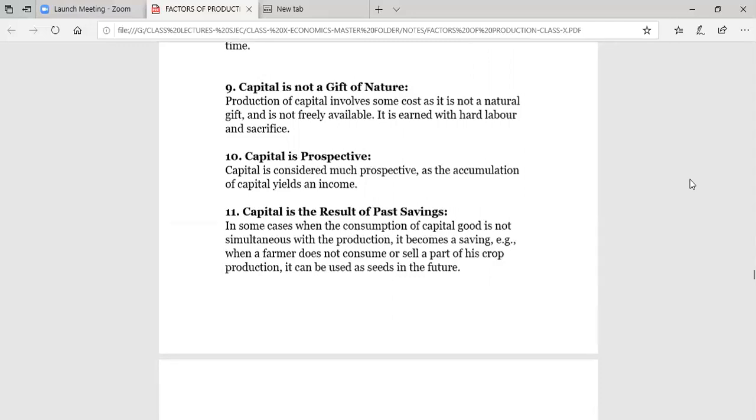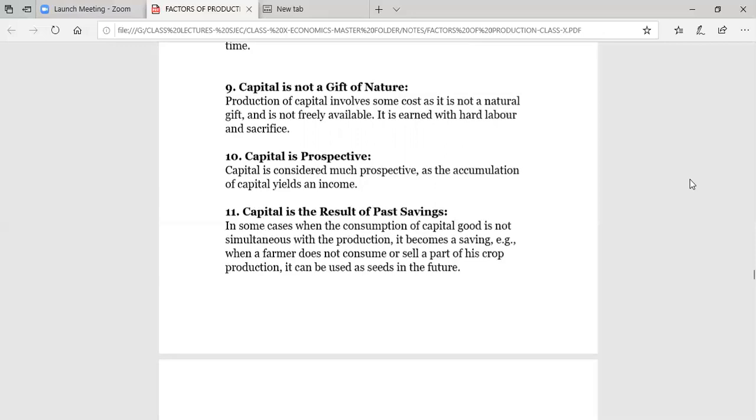Capital is prospective. Capital is considered prospective as the accumulation of capital yields an income. Why is it prospective? Because it yields income. Whenever you deploy machines, it gives you more and more production. When the production increases, definitely your sales will go up. And with increased selling, your revenue will come in a higher way. That is why it is called prospective. The more you deploy capital, the more revenue you will earn.